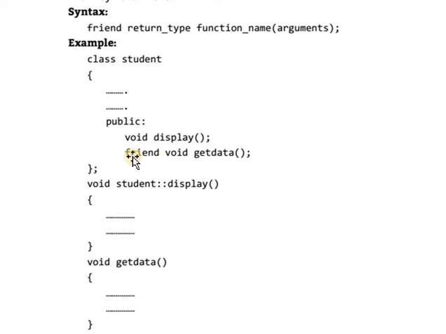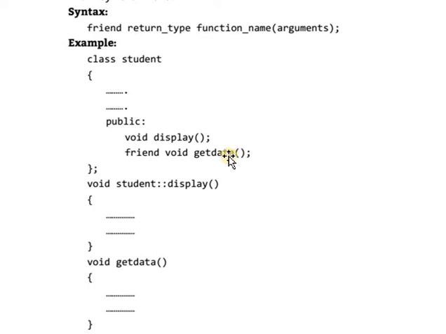Friend. How to define a friend function? First use the friend keyword. After the friend keyword, use the return type for that particular function. Then give the function name. What is the name of our friend function? Get data. If the function has arguments, then pass the arguments.